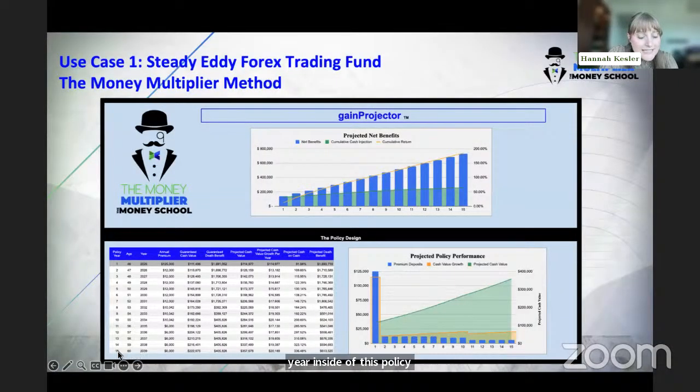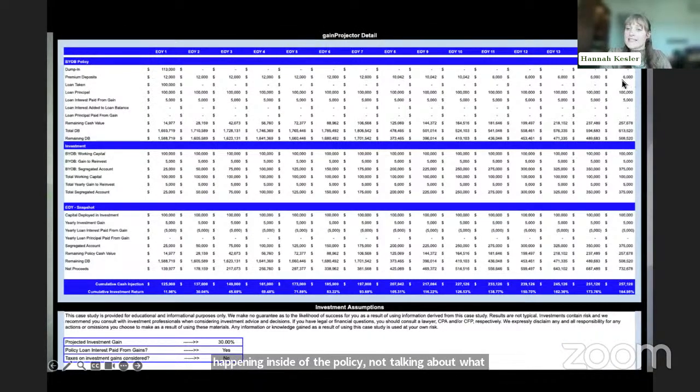Well, look right here. Year 15, you put in $6,000 inside of that policy. Your cash value grew by 20,000 and some change. Y'all, that's over a 300% return on your money. Just in year 15 alone, that's tax-free money that's growing for you and your family. And that's only what's happening inside of the policy, not talking about what you're doing outside of the policy with it. So you put in your 6,000 as your premium deposit into the policy.